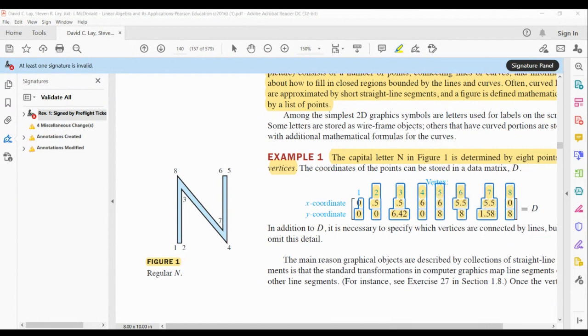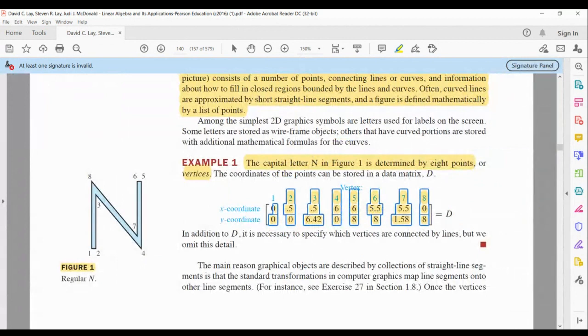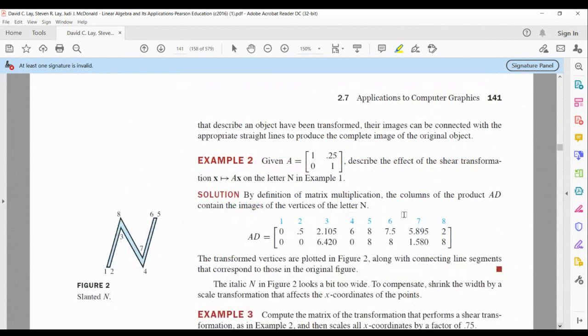Okay, so once again, here's this letter N. Okay, hold on. I want to make this a little bit bigger. Here's this letter N, and the vertices of the letter N are coordinates, and you store the coordinates in a matrix D. Now what you can do is a transformation on the matrix N.